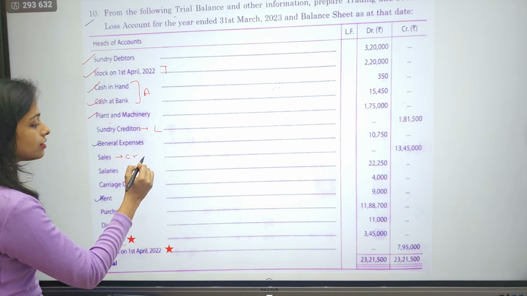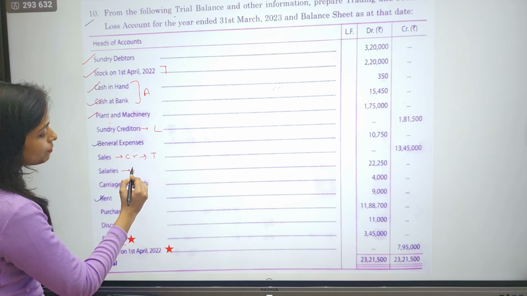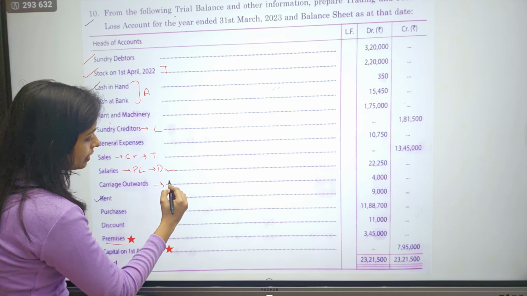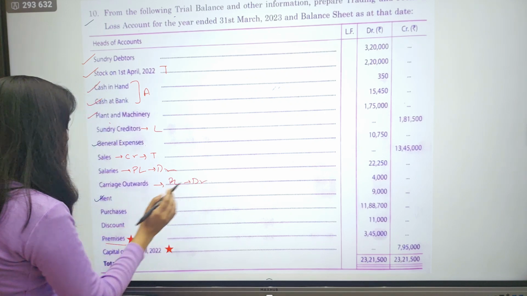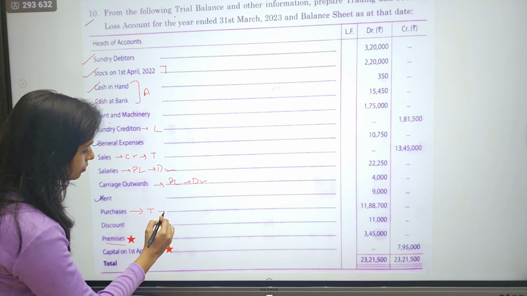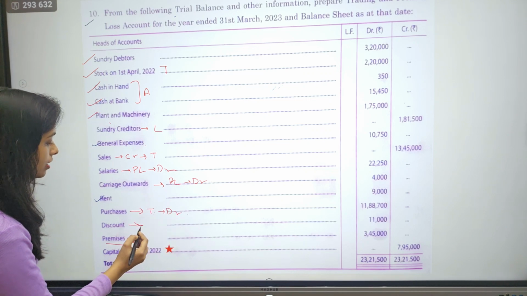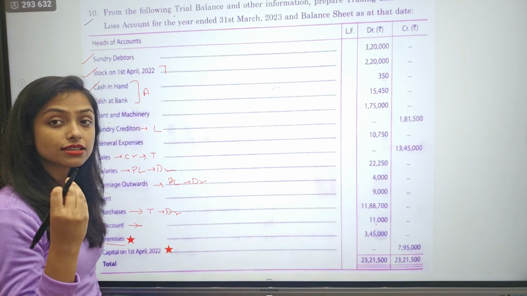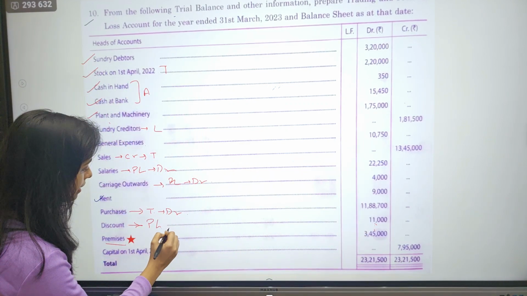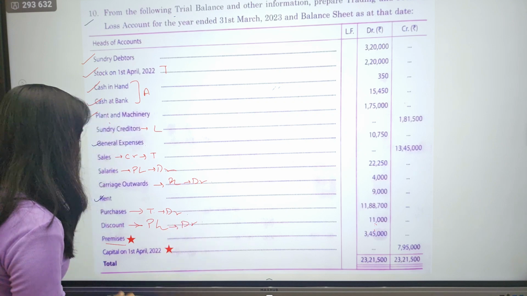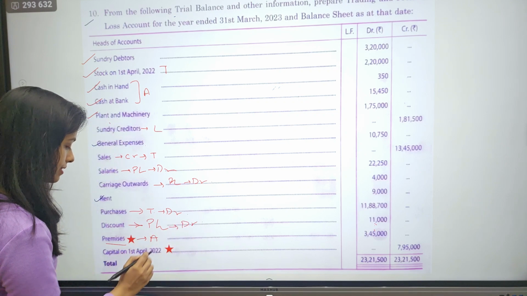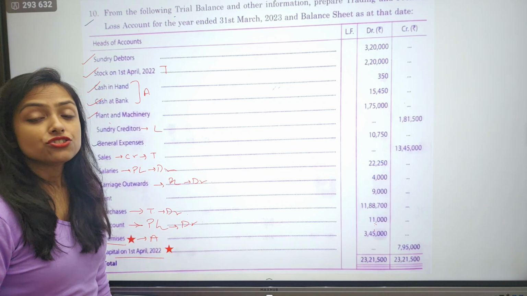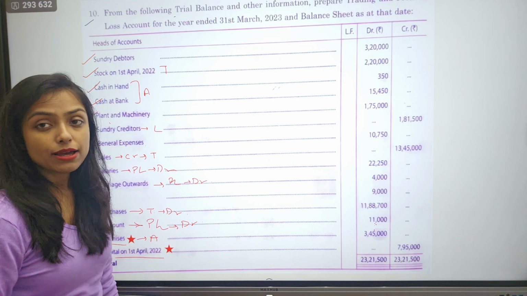Sales, credit of trading account. Salaries, P&L debit side. Carriage outward, same thing. P&L debit side. Okay? Purchases, trading account, debit side. Discount, when discount is given in the debit side, right? That means this is discount allowed. So I will write P&L debit side as an expense. Premises, I have already told this is an asset. Capital on 1st April 2022. Generally, what they give in the trial balance is capital.